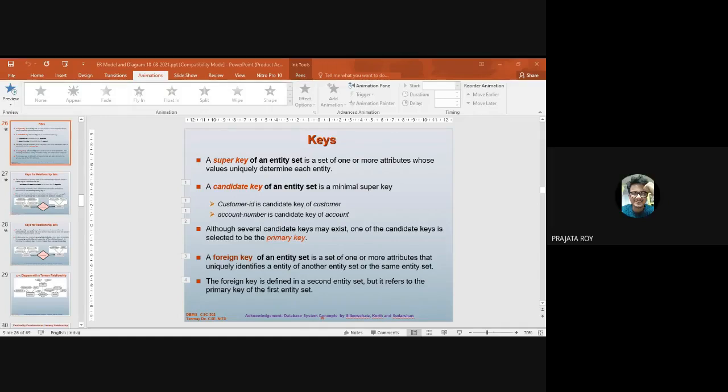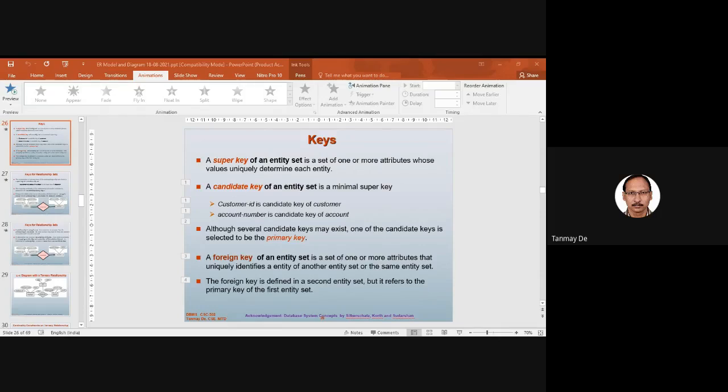Sir, I didn't understand the difference between a super key and a primary key. A super key, as I told, is a set of one or more attributes. Primary key is one of the candidate keys. Is it clear? One of the candidate keys is chosen as the primary key to identify each entity from the entity set.